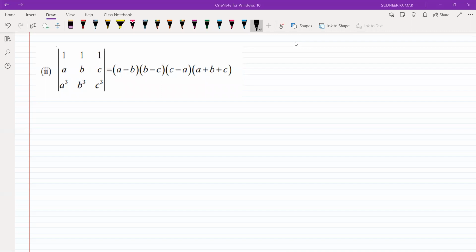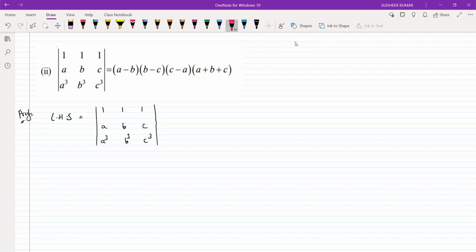So here also we should show that. So go to the proof. Start with LHS. What is LHS? Determinant of 1, 1, 1, A, B, C, A cube, B cube, C cube. So the right side value we need to get is A minus B, B minus C, C minus A, into A plus B plus C. So how do we get A minus B, B minus C? First let us think about that. The rest of the values we will get automatically.